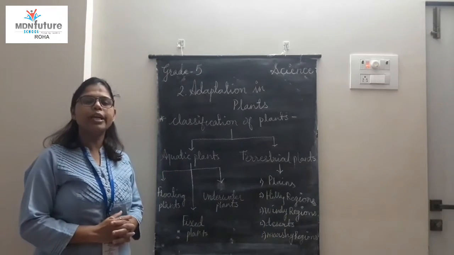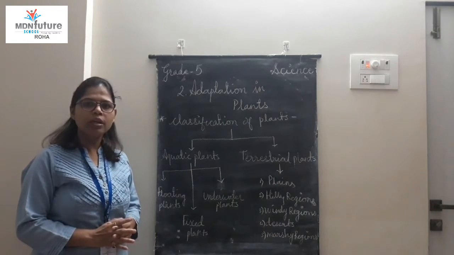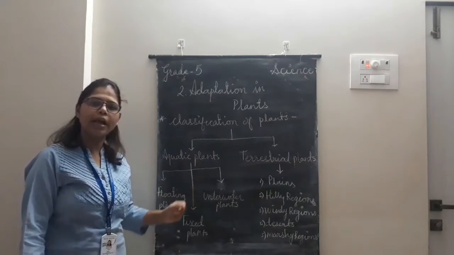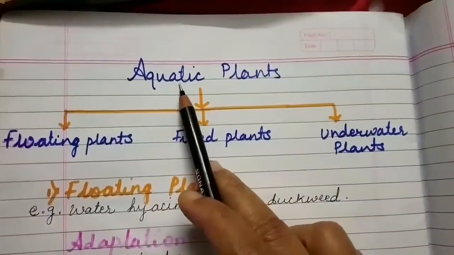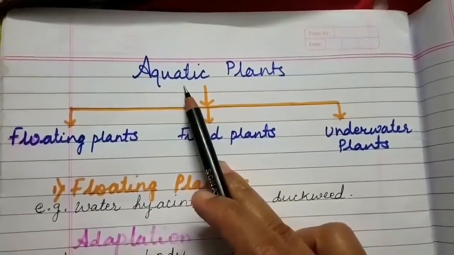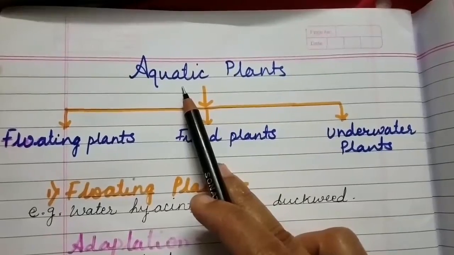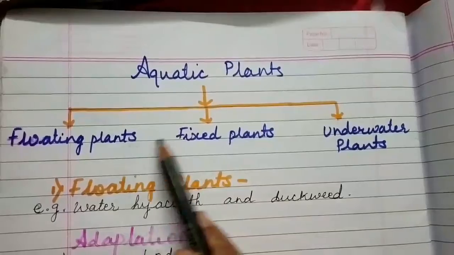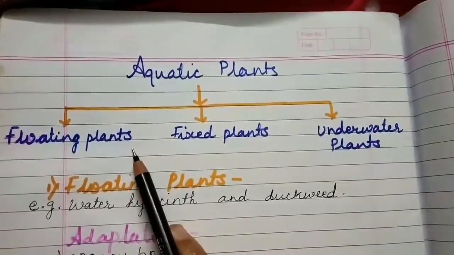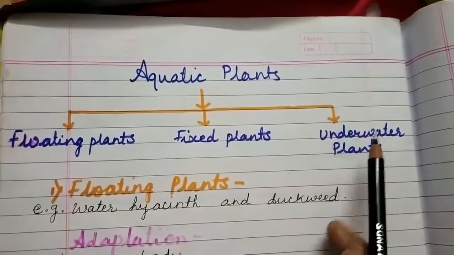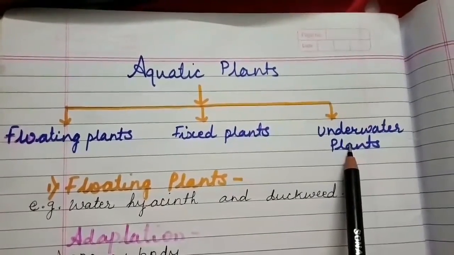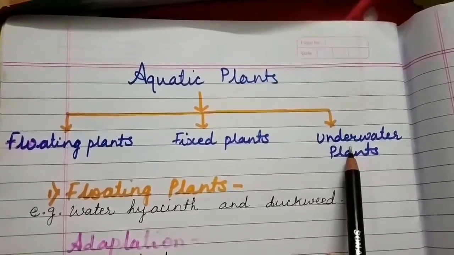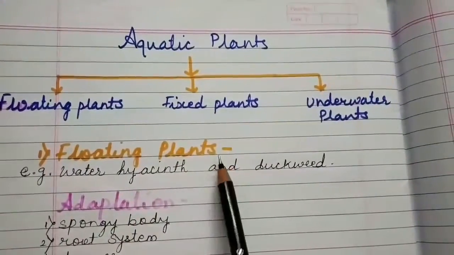So friends, open your textbook page number 194 and we will discuss the adaptation in aquatic plants. Aquatic plants. Aquatic plant means plants that grow in water are called aquatic plants or hydrophytes. So aquatic plants are also classified into three types. First is the floating plants, second is the fixed plants and third is the underwater plants. So students, now we are going to see the adaptation in these plants. So first is floating plants and their adaptation.